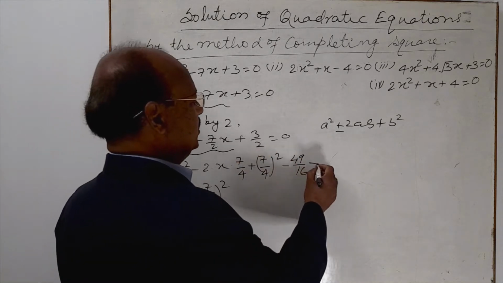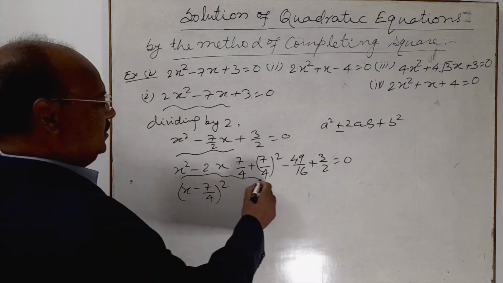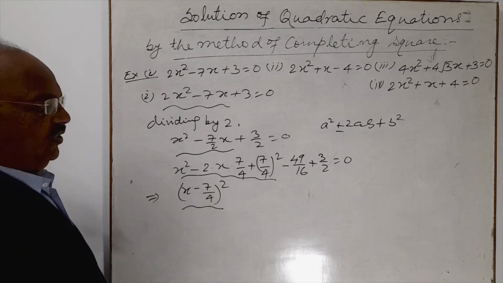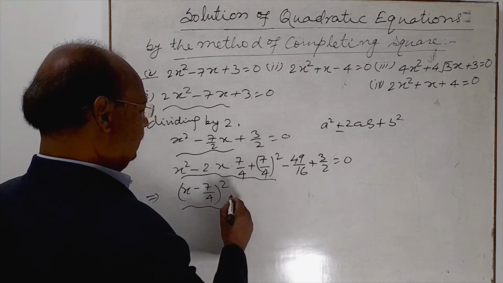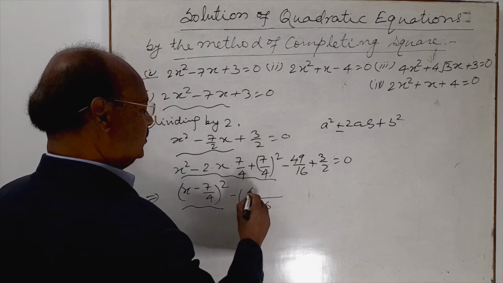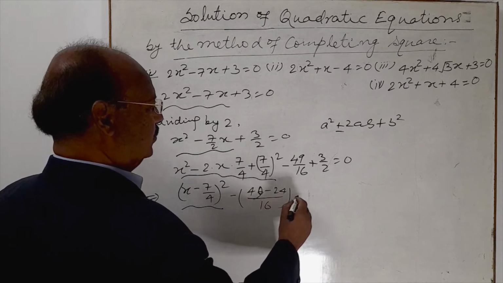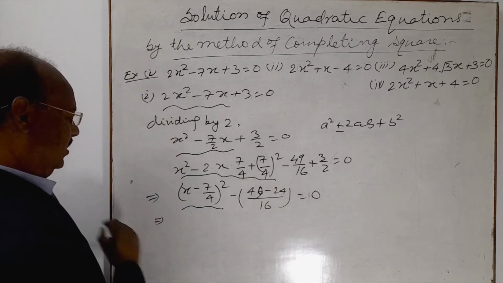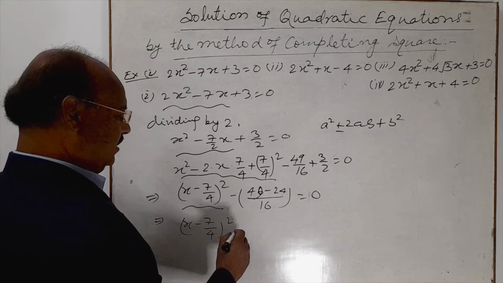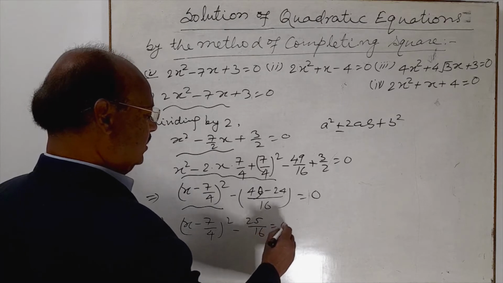And the last term is plus 3 by 2. This is equal to 0. This much part is written as x minus 7 by 4 whole square, and here we can simplify. Let us take minus common and the LCM will be 16. So this is 49 minus 24. This is equal to 0. And this gives us x minus 7 by 4 whole square minus, this is how much? 25 by 16 is equal to 0.